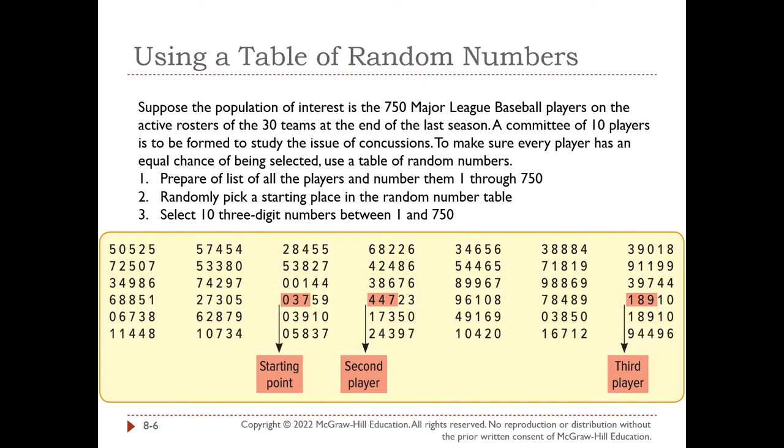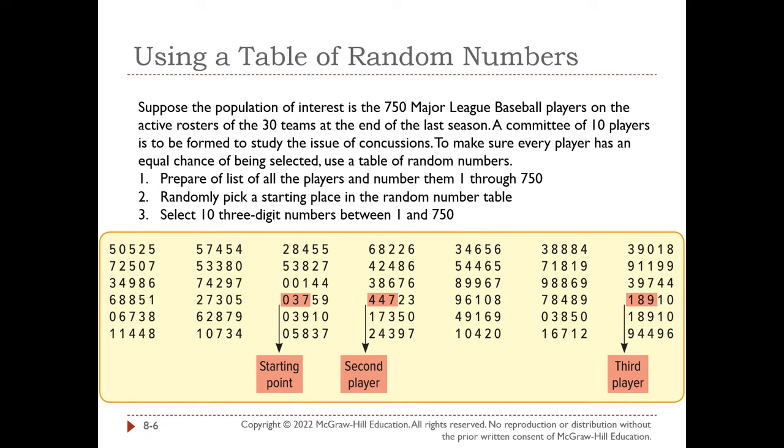So here, we're going to use a table of random numbers. It's just one of those ways to actually help us out. So suppose the population of interest is the 750 Major League Baseball players on the active rosters of the 30 teams at the end of the last season. A committee of 10 players is to be formed to study the issue of concussions.